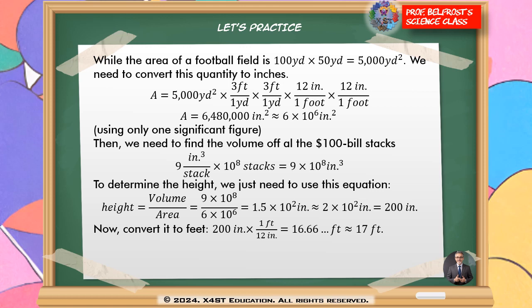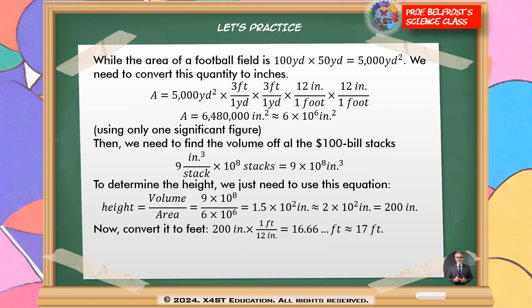How do we determine the height? To determine the height, we just use this equation: volume divided by area. 9 times 10 to the 8 divided by 6 times 10 to the 6. So we have 1.5 times 10 to the 2. Maybe you ask, why do we have to convert it to 2 times 10 to the 2 inches? Yeah, approximation. We have a good number for us, 1.5. Why convert it to 2 times 10 to the 2 inches?